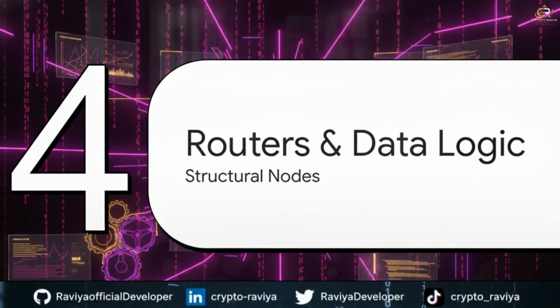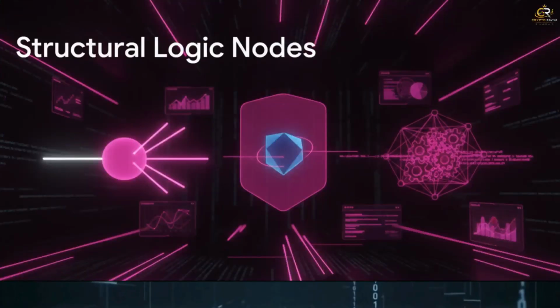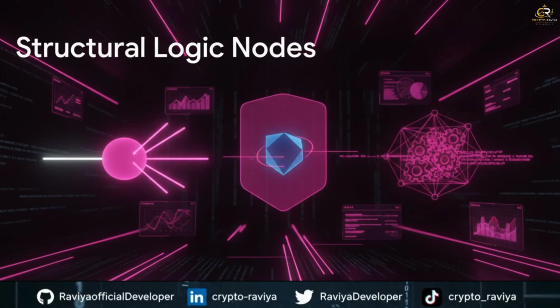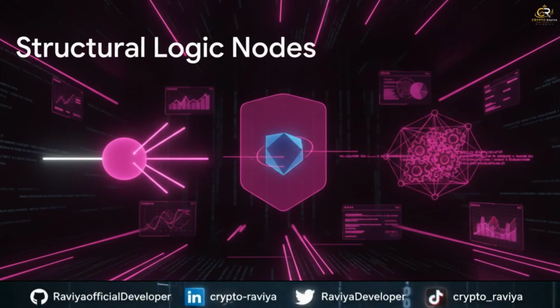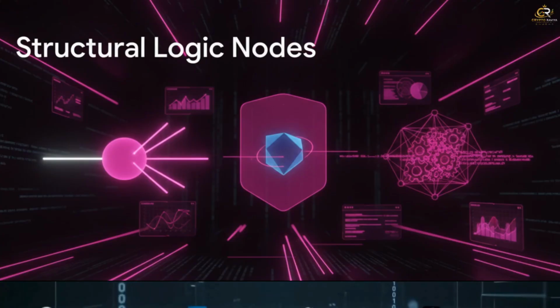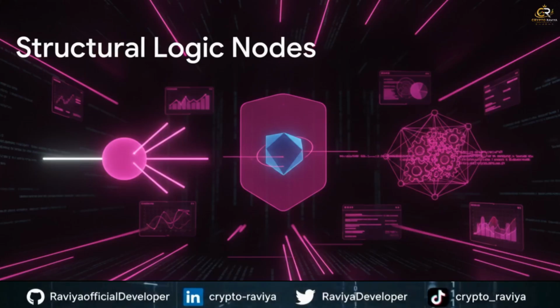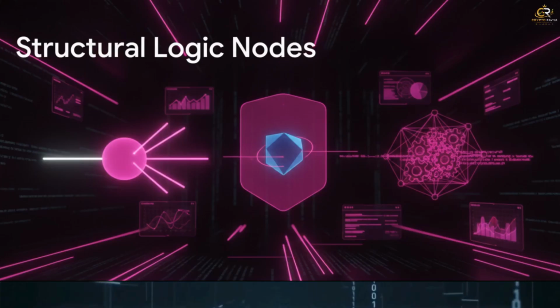Let's move to Section 4, Routers, Filters, and Data Logic. To really wield that kind of error handling power, we need to introduce the steering wheels of our automation engines, structural logic nodes. These guys let us natively manipulate the payload layout as it transits between modules, and get this, we do it without a single line of traditional code.